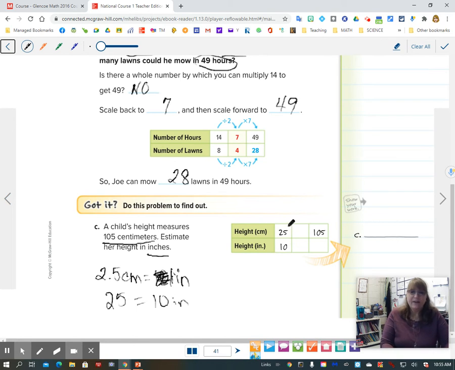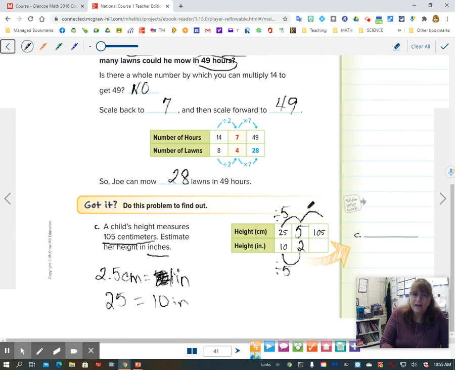Now, I cannot take 25 times anything to get 105, so I need to scale back. And 25 and 105 are both divisible by 5, so I'm going to do that. I'm going to use 5. So what did I do to the 25 to get 5? I divided by 5. So I have to do the same thing on the bottom, divide by 5. 10 divided by 5 is 2.